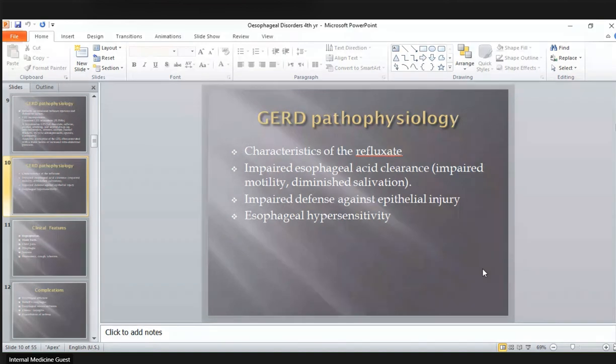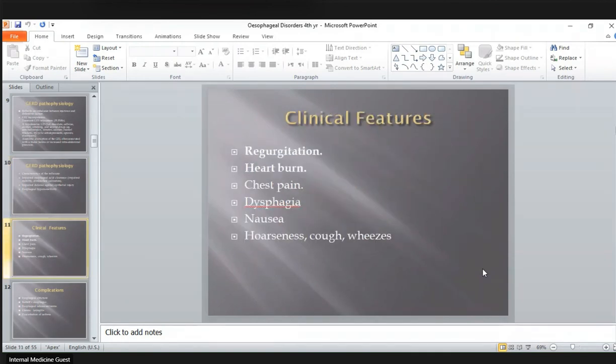symptoms in patients. The two main features of reflux disease are heartburn and regurgitation. A majority of patients will present in such a way. In rare cases, you may find patients with dysphagia, chest pain, nausea, hoarseness, cough, wheezes, and asthma-like symptoms. But the two major symptoms are heartburn and regurgitation.